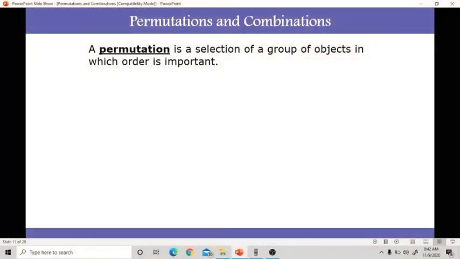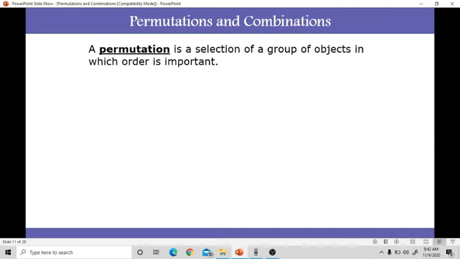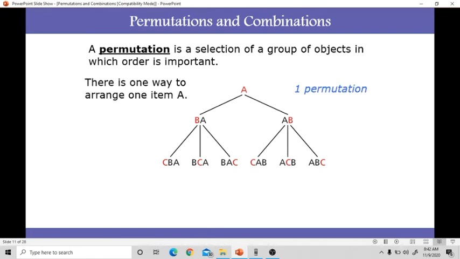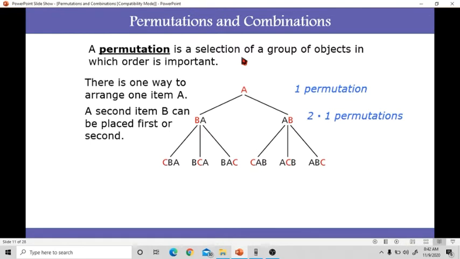Let's proceed to permutation. A permutation is a selection of a group of objects in which order is important. Take note of the phrase order is important. There's one way to arrange one item A. A second item B can be placed first or second. If we arrange letters A and B, dalawang arrangement yung magagawa natin: BA and AB.